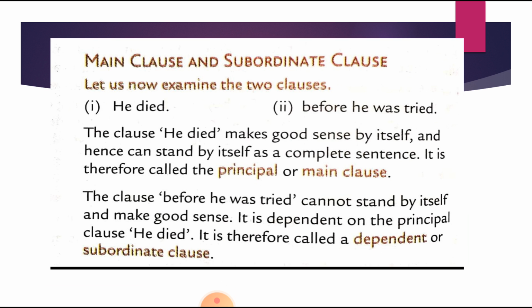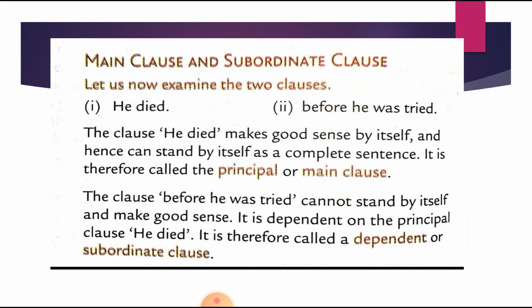Let us now examine the two clauses. The first is he died, and the second is before he was tried. See, the clause he died makes good sense by itself and hence can stand by itself. It is a complete sentence. So therefore it is called the main clause. See, the main clause has a complete sense and it can stand on its own. So that is called a main clause.